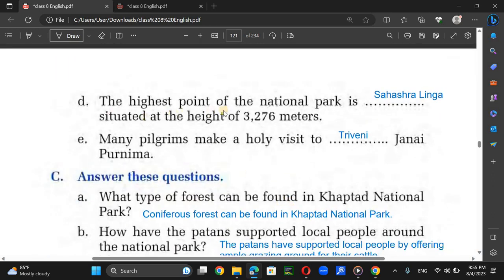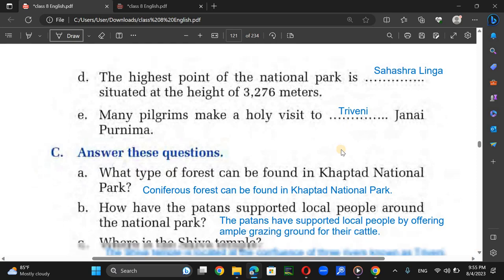And D, the highest point of the national park is Sahasralinga, situated at a height of 3,276 meters. And E, many pilgrims make a holy visit to Triveni on Janai Purnima.